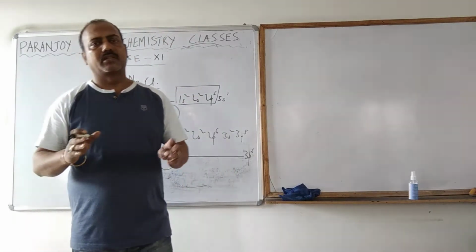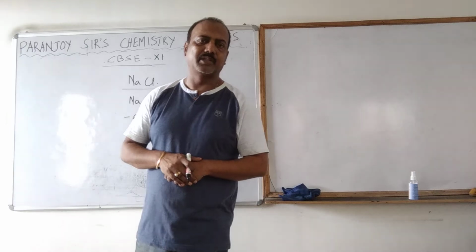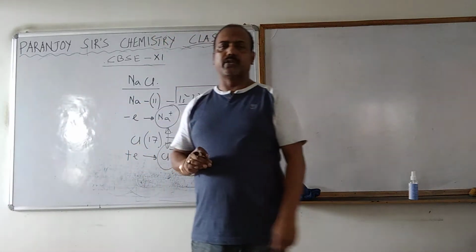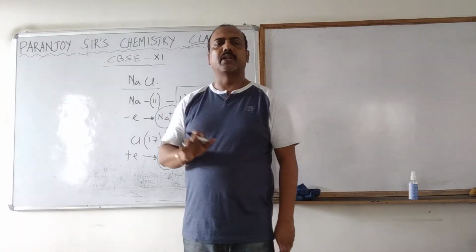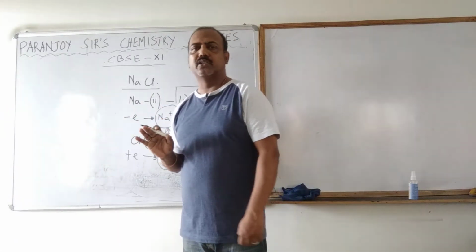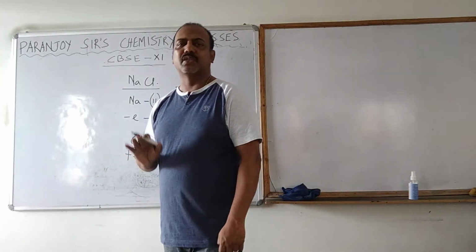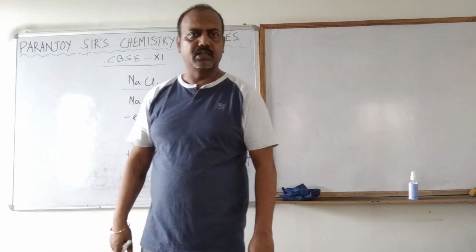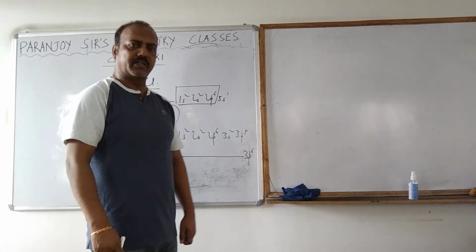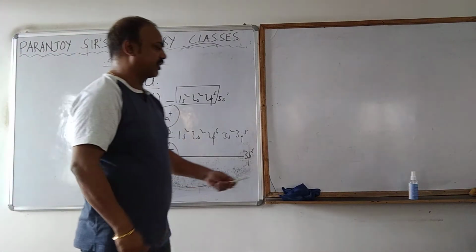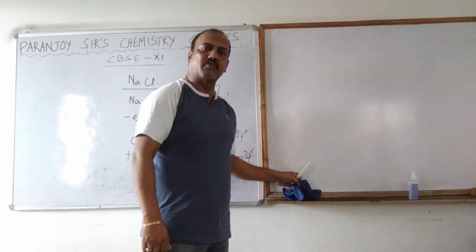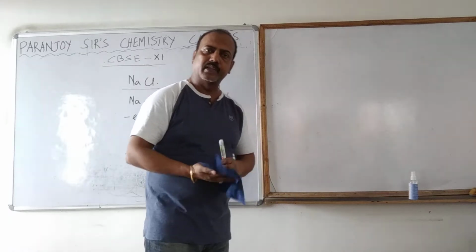Okay, but before going further, let me tell you, no chemical bond is completely ionic, and no chemical bond is completely covalent. So we should say they are predominantly ionic or predominantly covalent. Sodium chloride is formed by a predominantly ionic bonding.